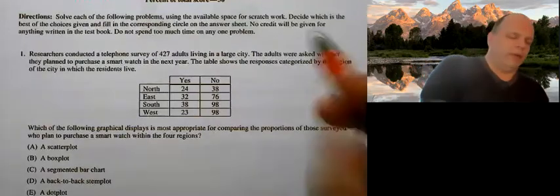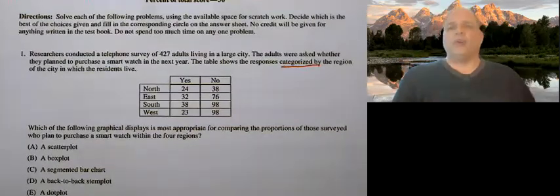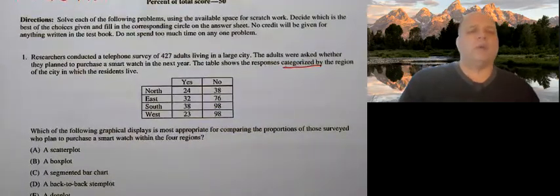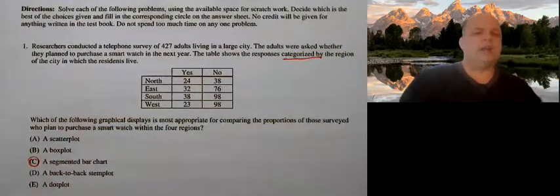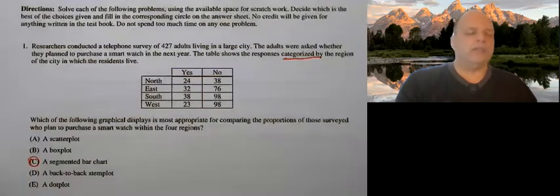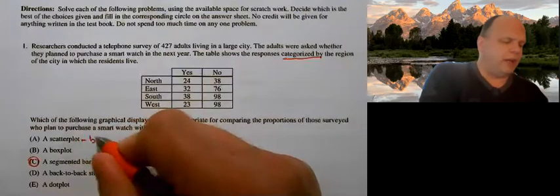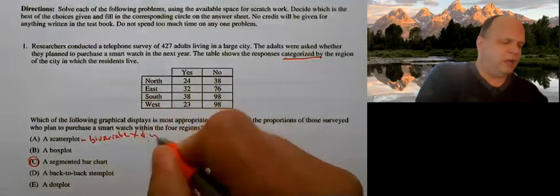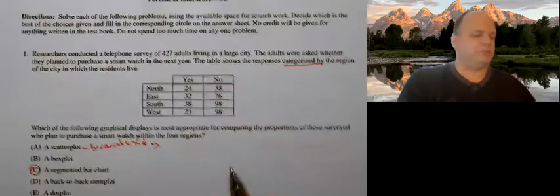4 regions? Well, there's a key phrase here that says this data is categorical data. And the fact that we're working with proportions also indicates that. So because we're working with categorical data, we need to be considering a segmented bar chart. The others are more quantitative, and this scatter plot is bivariate, where you have an X and Y. The remaining are quantitative in nature, and are better for quantitative. So the best choice would be the segmented bar chart.